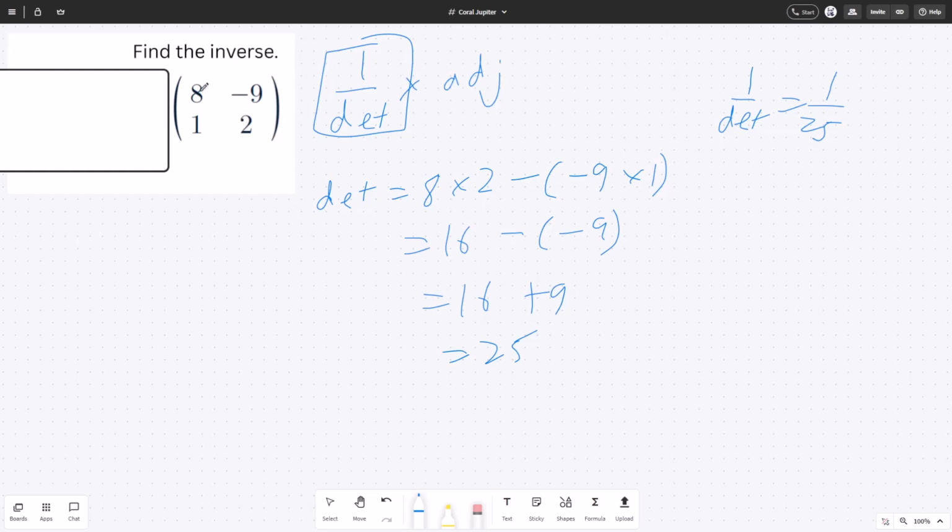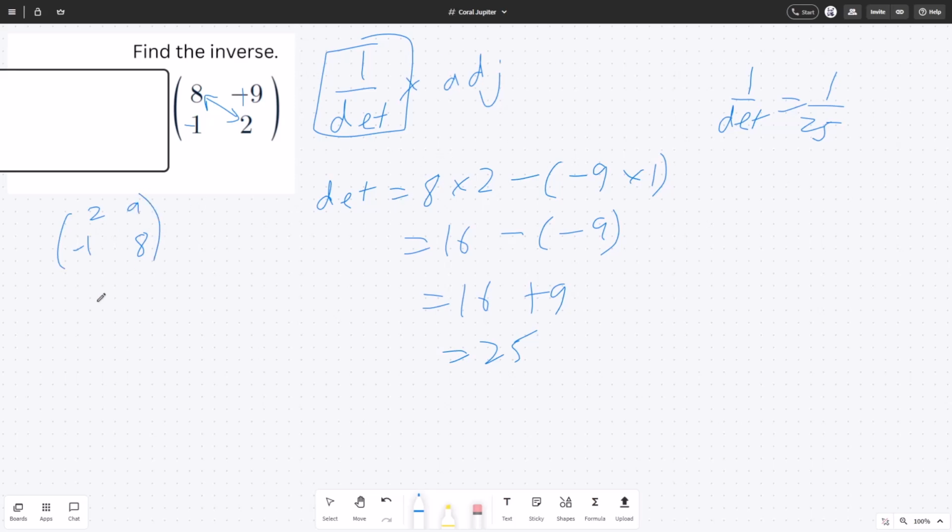To find the adjoint of the inverse, we have to switch the diagonal 8 and 2, and we also have to change the signs, from positive to negative and negative to positive. So it will be 2 and 8 diagonally and negative 1 and 9, and that is our adjoint.